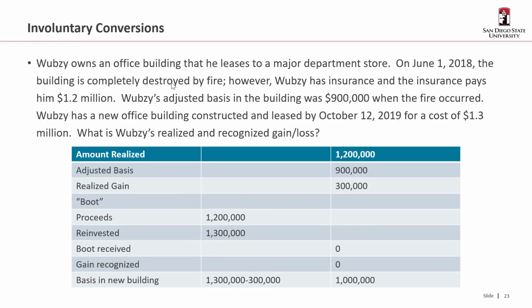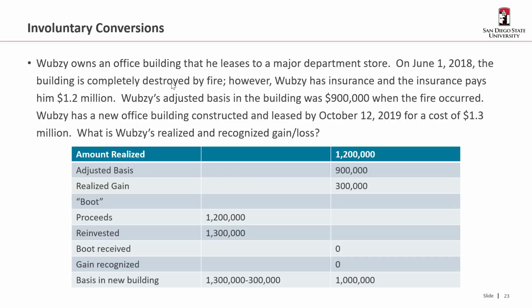Okay, so the amount realized is 1.2, adjusted basis 900,000. His realized gain is 300,000. However, when we examine his excess proceeds or boot, we can see that his proceeds are 1.2. He actually reinvested more than that. He reinvested an additional 100,000 of his own money, or 1.3 million. As a result, he received no boot, therefore no gain is recognized, and the entire gain of 300,000 is deferred.